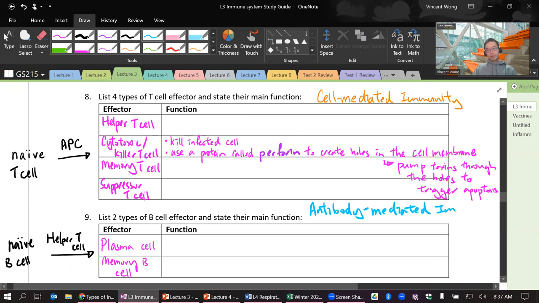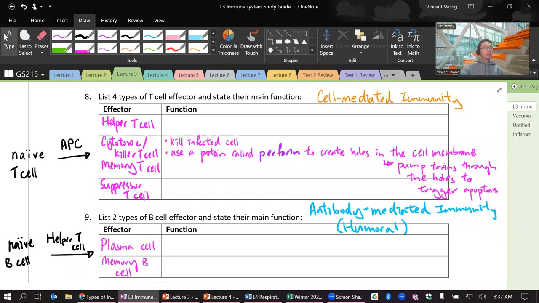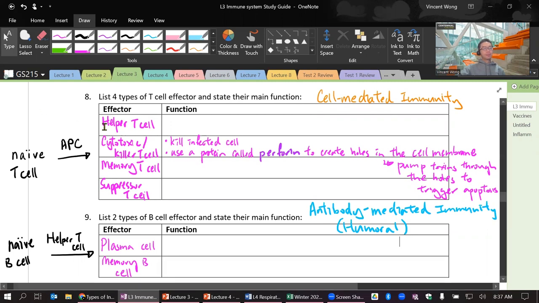Immunity. Okay, sometimes also called humoral immunity. All right. So there you have it. That's a quick summary of what we did.